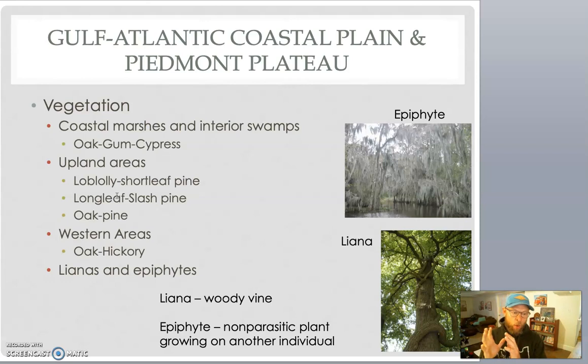And then as we're moving to the western part of these regions, we get more and more of the oak-hickory forest showing up. That's because we get more of that seasonal drought in the western part of this range. Another part of the biodiversity of this region is the lianas and the epiphytes. In this lower picture, it shows a liana, a woody vine growing around this tree. And here, the epiphytes, this is Spanish moss growing in those trees. Both of these are non-parasitic. They just use another plant as a supporting structure, essentially.